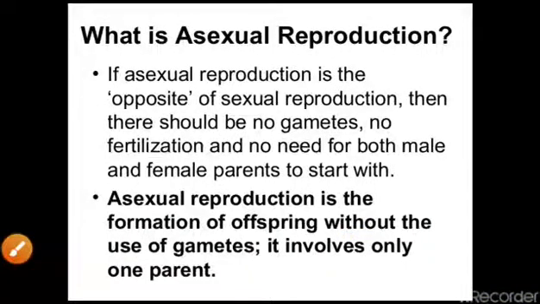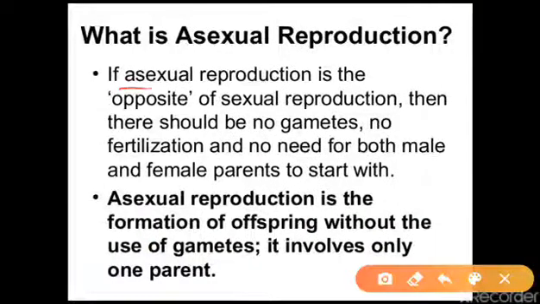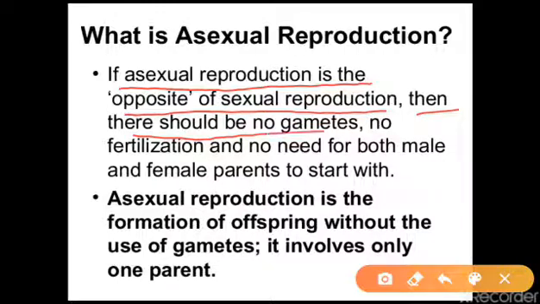So let's start with asexual reproduction. What is asexual reproduction? As we have read, asexual reproduction is when they just make their exact copy, which we call a clone. If asexual reproduction is the opposite of sexual reproduction, then there should be no gametes, no fertilization and no need for both a male and female parent to start with.